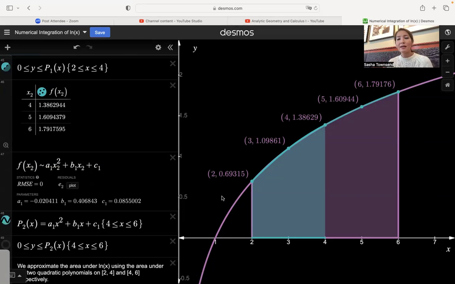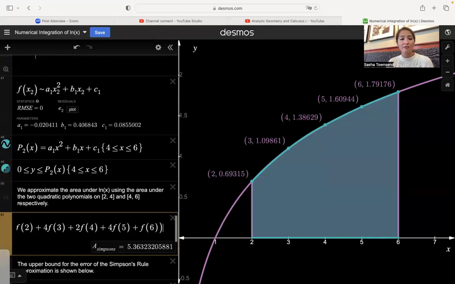And then we want the area between that curve and the x-axis on the interval from 4 to 6. So we get that right there. And we see that that area under those 2 polynomial functions on the intervals from 2 to 4 and then 4 to 6 is very similar, very close to the actual area under the natural log graph.